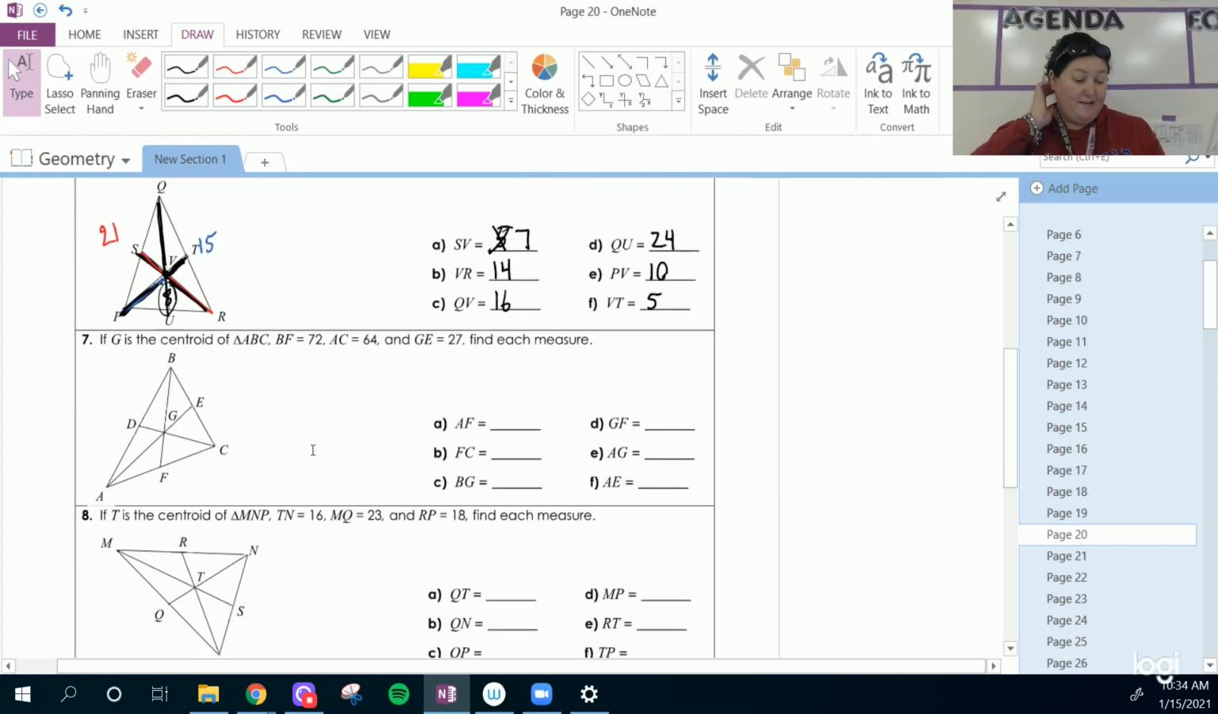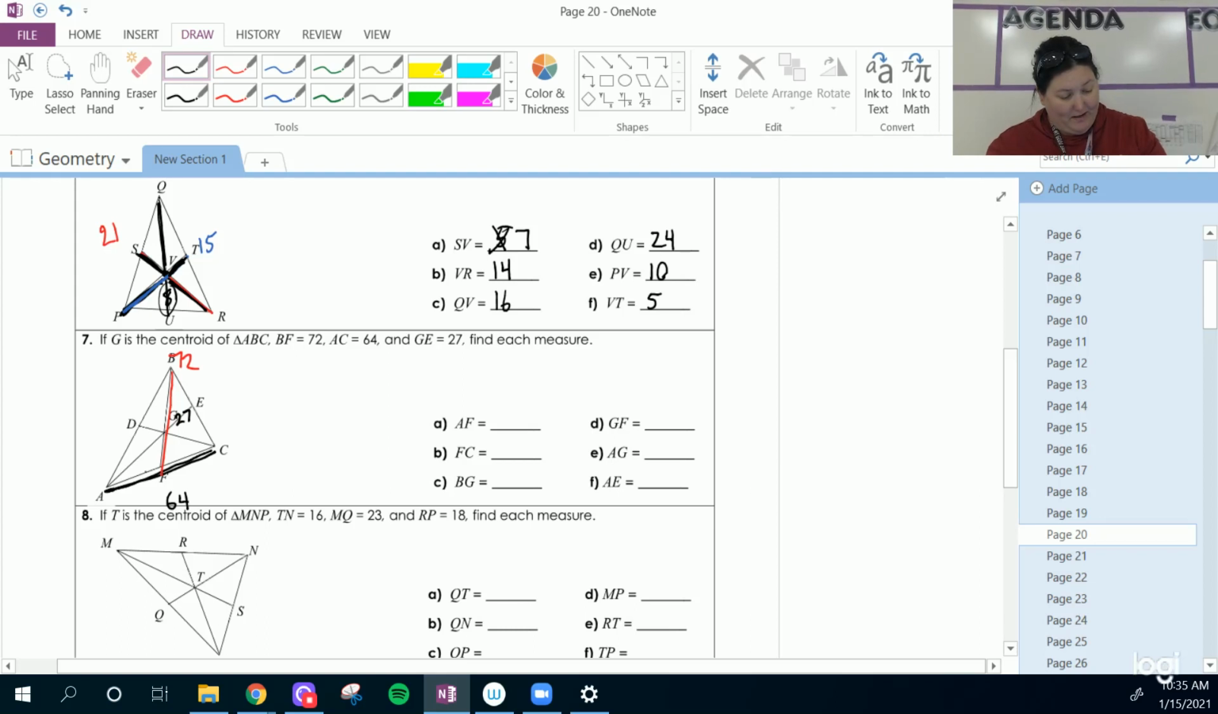So next one says G is the centroid of triangle ABC. BF equals 72, so BF is one of the medians, is 72. AC is 64. Let me rewrite this. So that's 72. This whole side is 64, AC. GE is 27, and they want us to find each measure.